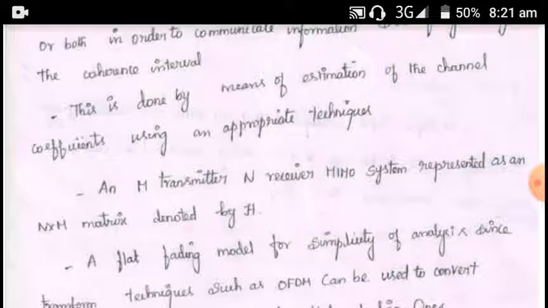An M transmitter, N receiver MIMO system is represented as a matrix denoted by H. Here we are representing this in matrix form. That is, if there is an M transmitter and N receiver MIMO system, we represent it using an N by M matrix, which is denoted by H. That is, H is equal to N by M.